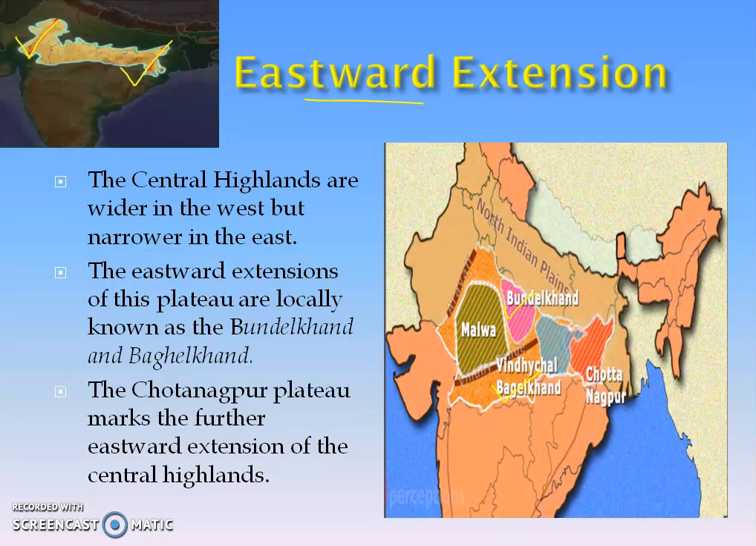You all might have heard about the Khajuraho temple, which is a UNESCO World Heritage Site. You will find the Khajuraho temple in the Bundelkhand region only. If you move further eastward, the further eastward extension of the Central Highland is the Chota Nagpur Plateau. This region of the Central Highland is drained by the Damodar River.